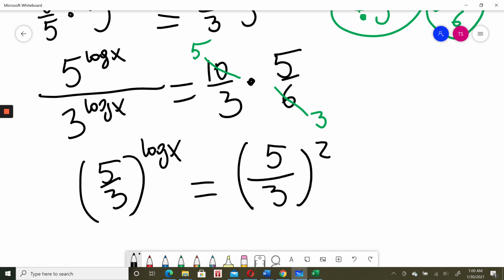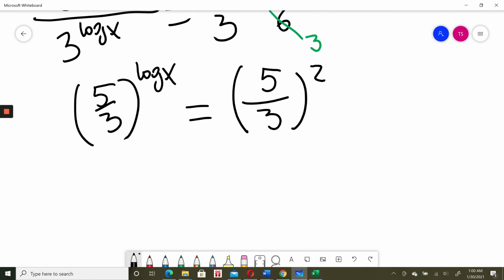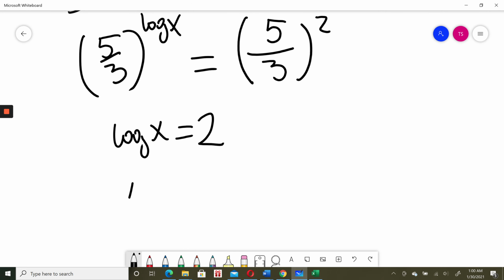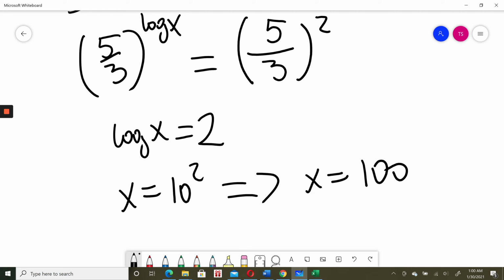At this moment we have the same base. If this is equal, exponents have to be equal. So log x is equal to 2, so we have base 10, that's why x is equal to 10 squared. So x is equal to 100.